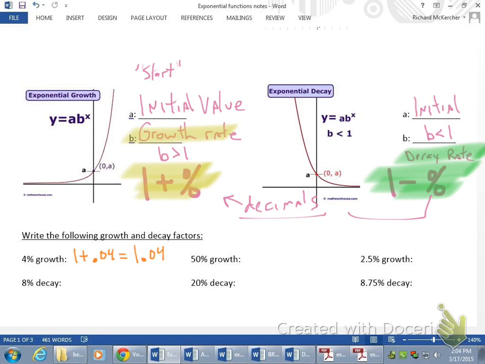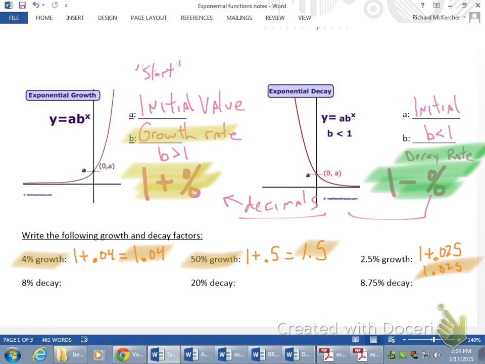Try 50%. 1 plus 0.5 will give me 1.5, so that would show me a 50% growth. Again, notice it is greater than 1. And just be careful with your decimals here. 0.025 is the decimal percentage, and again, greater than 1 shows me growth.